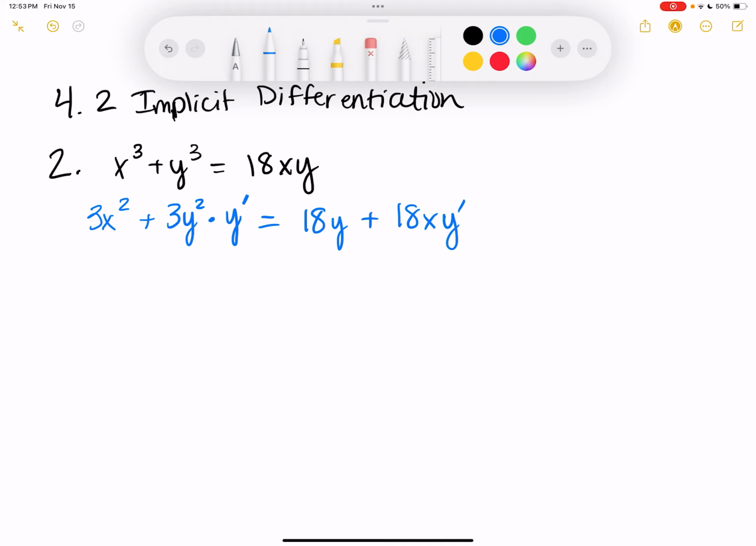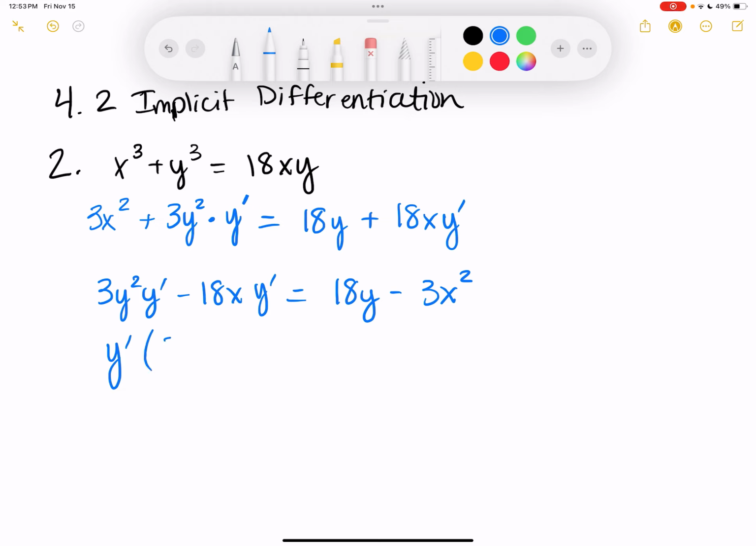Now, I need to get any of the terms with a y prime in them on the left side and anything else on the right. So I'm going to have 3y squared y prime minus 18xy prime equals 18y minus 3x squared. I'm going to factor out a y prime. So I get y prime times 3y squared minus 18x equals 18y minus 3x squared.